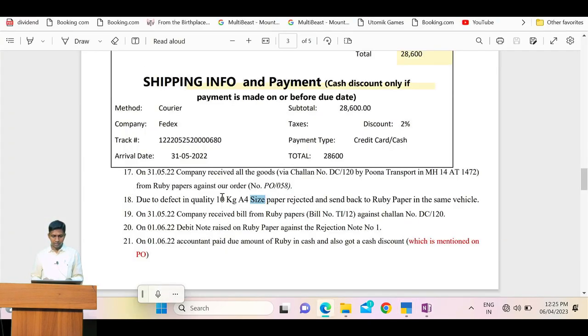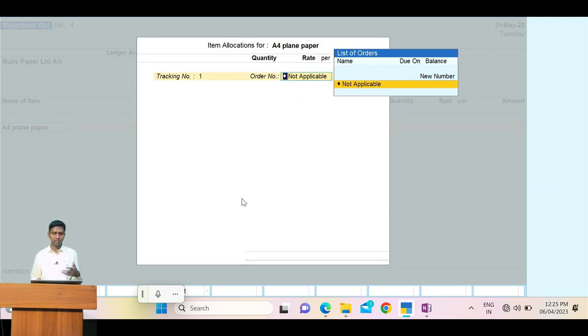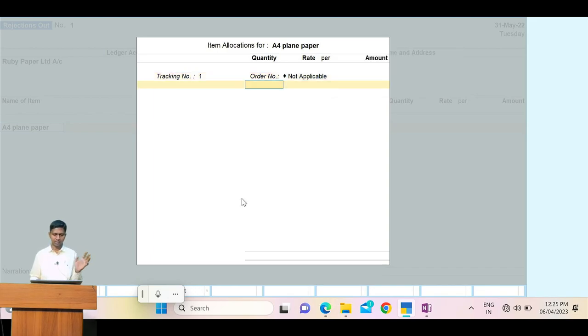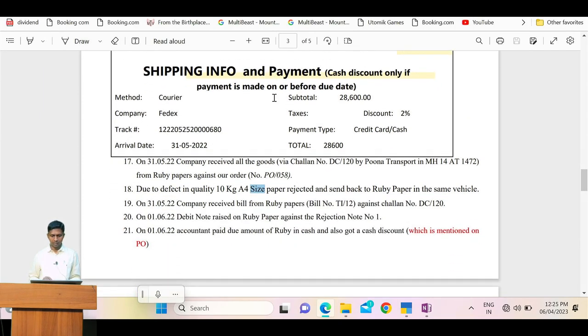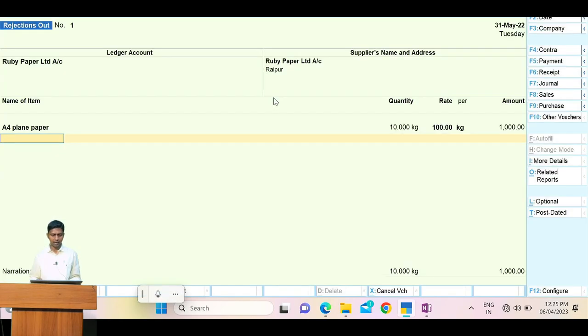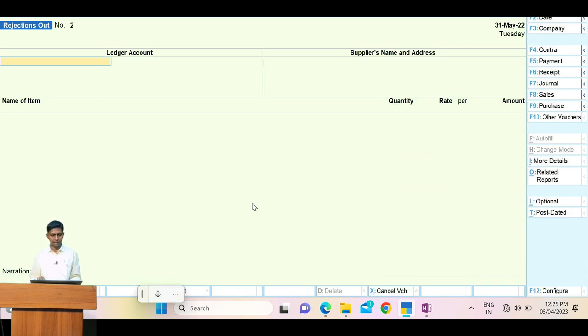And then name of item, what you are sending, A4 size plain paper. Tracking number: you can give a new number, because this is a rejection, no? First-time rejection is happening, new number, don't select that DC is already adjusted against the order. And now quantity here, 10 kg you are rejecting, rate 100, correct? 100 per kg, that is correct, no? Yes, automatically you will get the rate here, just check, 100 per kg, that is okay. And only one item we are rejecting, and no need to type the narration, because whatever was there in the 18th transaction you will find on the screen. In the same vehicle and all, 31st, accept, rejection out.